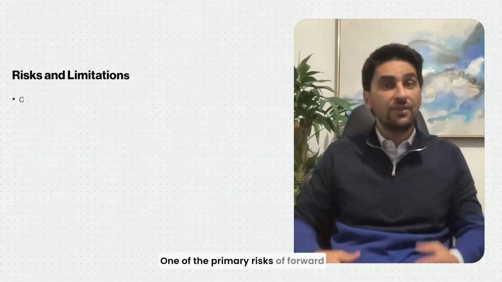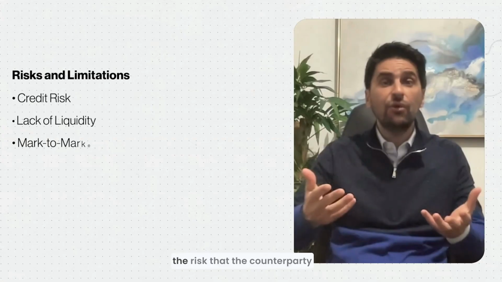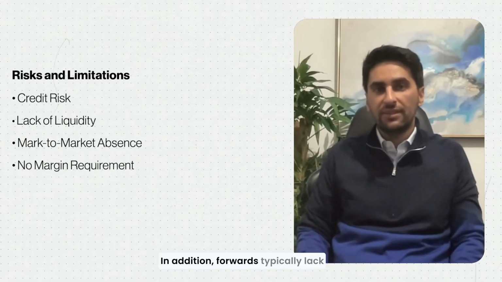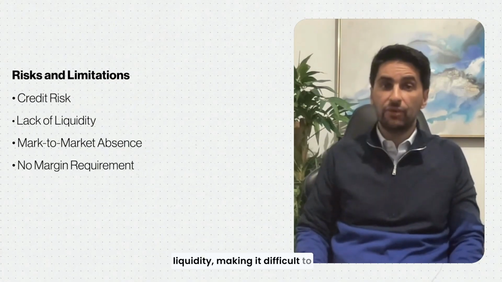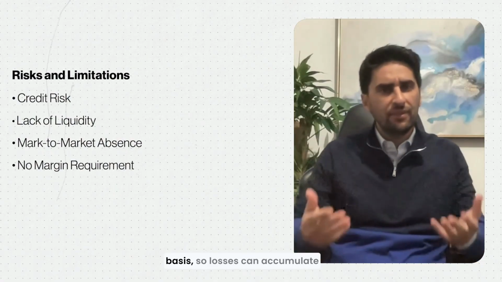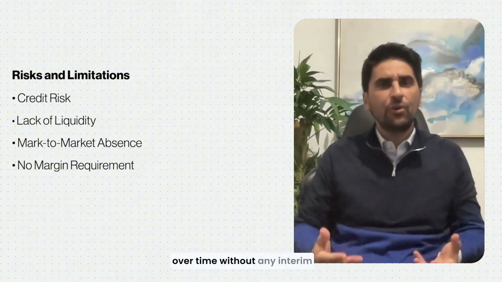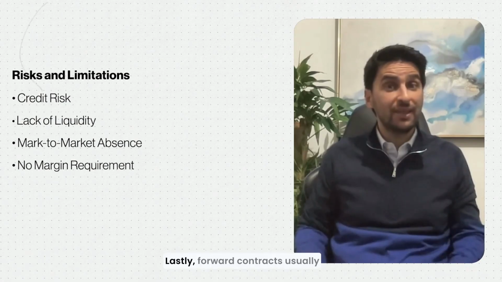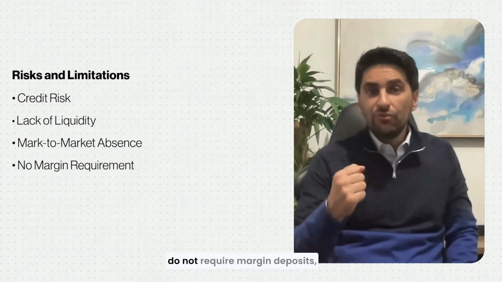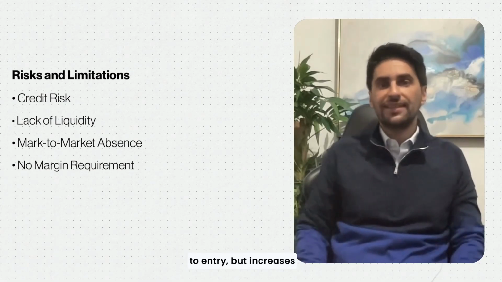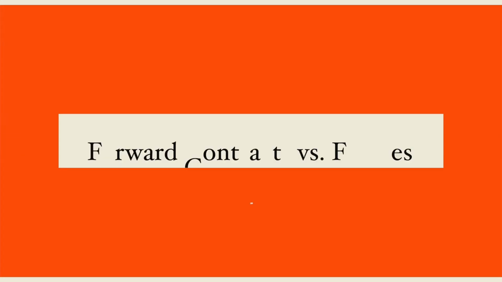One of the primary risks of forward contracts is credit risk, or the risk that the counterparty might default on the agreement. In addition, forwards typically lack liquidity, making it difficult to exit the contract before maturity. Unlike futures, forward contracts are not settled on a daily basis, so losses can accumulate over time without any interim settlements, a feature known as the absence of mark-to-market. Lastly, forward contracts usually do not require margin deposits, which lowers the barrier to entry but increases exposure to counterparty risk.